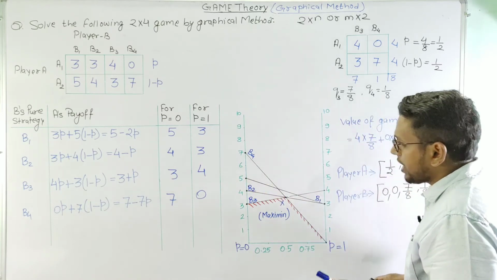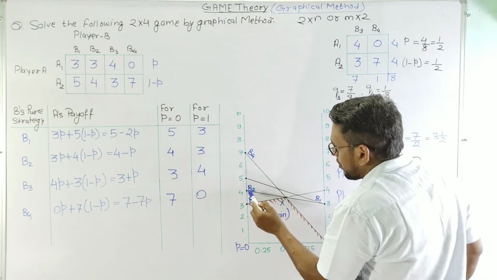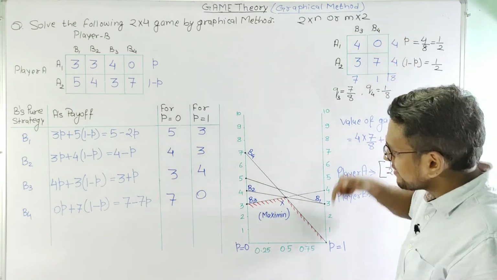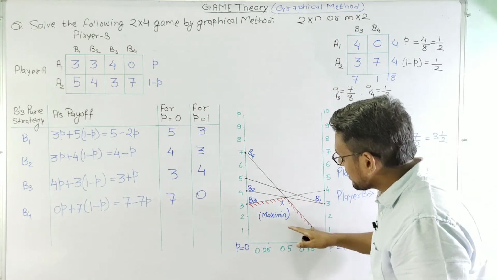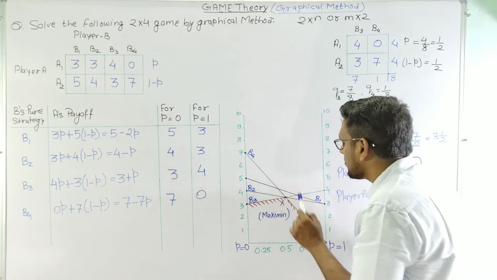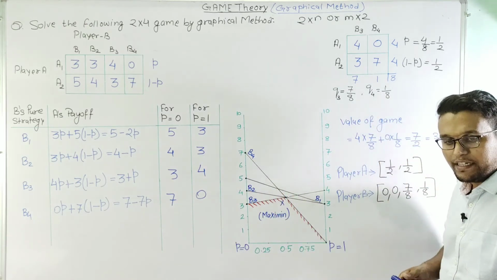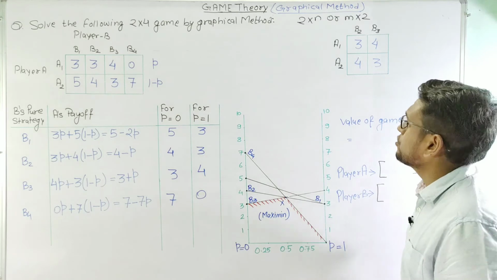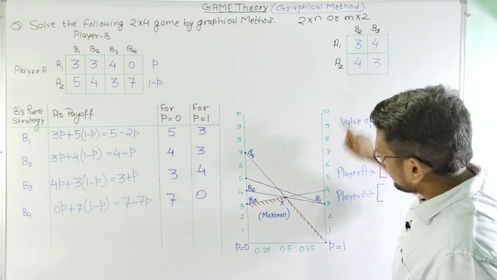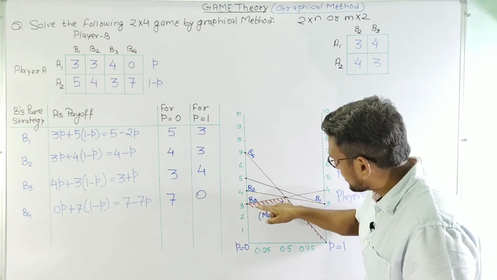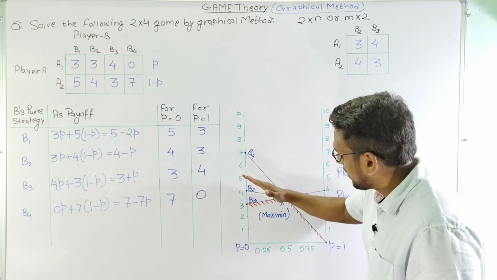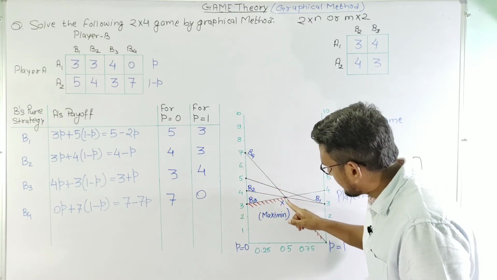That means we can either choose B4 or B2, and previously we have taken B4. Now let us try to solve by taking these two strategies, that is B3 and B2. Now let us solve this again. As we can see, B2 and B3 have opposite slopes. B3 has this slope and B2 has this slope, and they are intersecting at X.